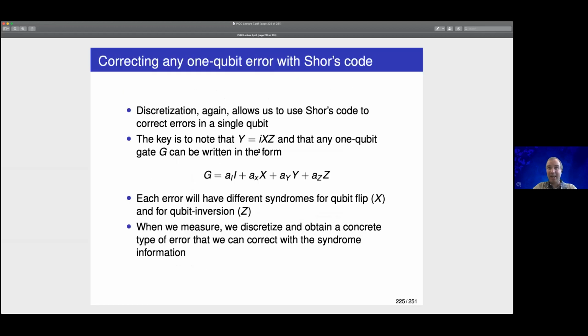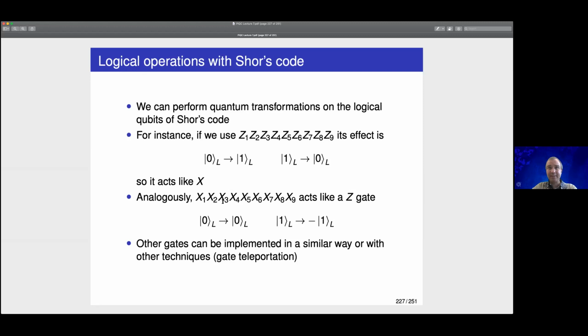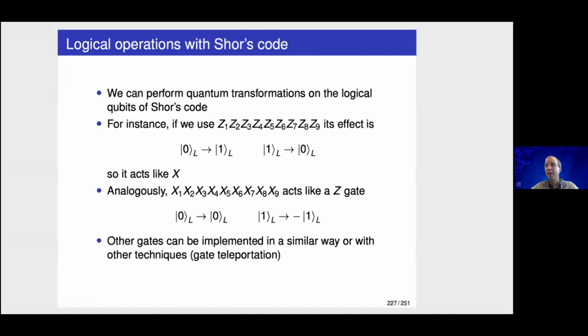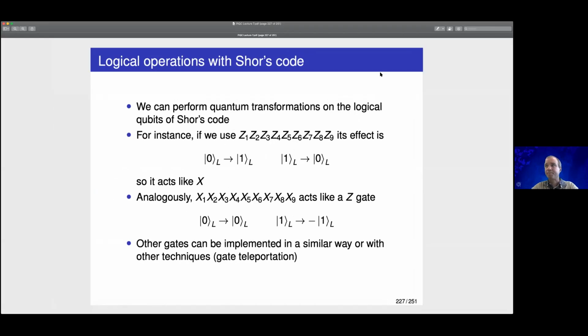And you can also check, this is an exercise for you, that if you apply an X gate to all the qubits at the same time, then what you implement is a Z gate at the logical level, okay? And these are ways of implementing these operations without needing to go back to the decoded state, but we can do it just in the logical circuit.